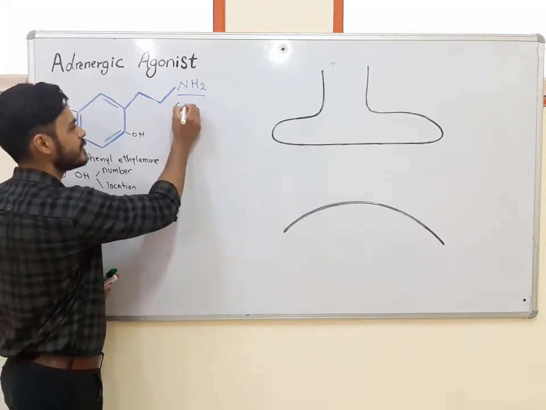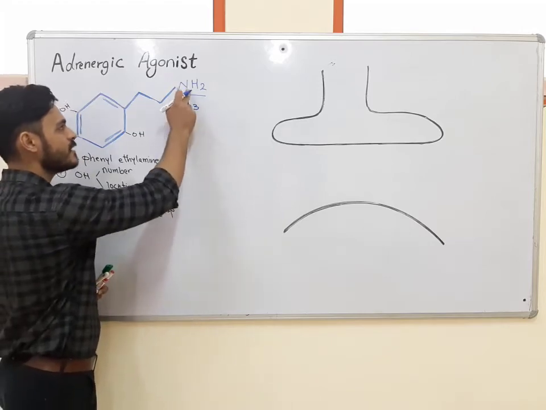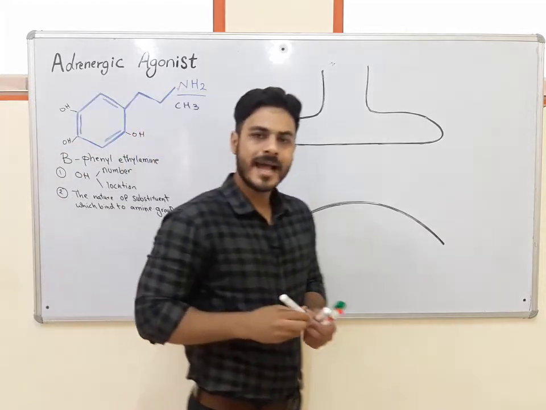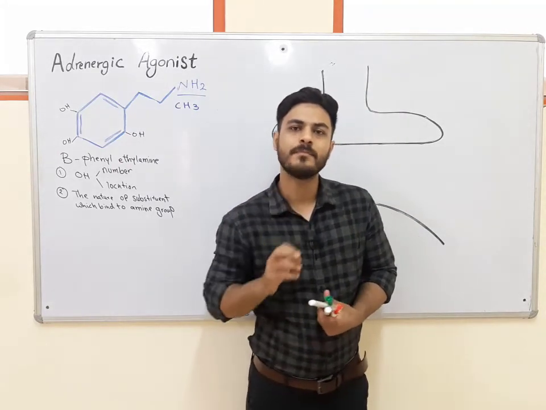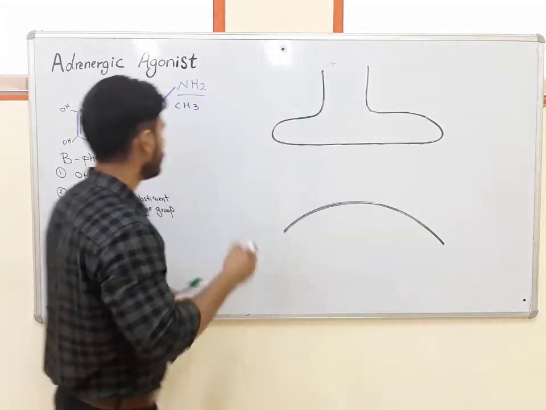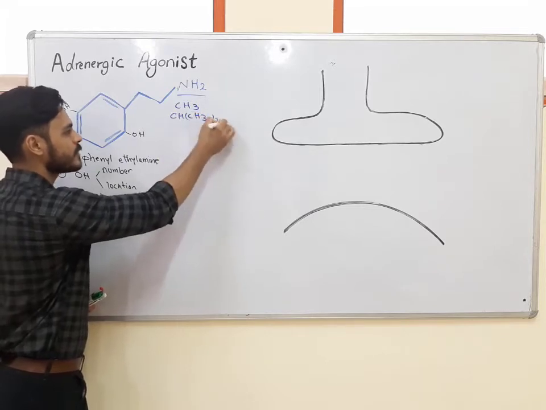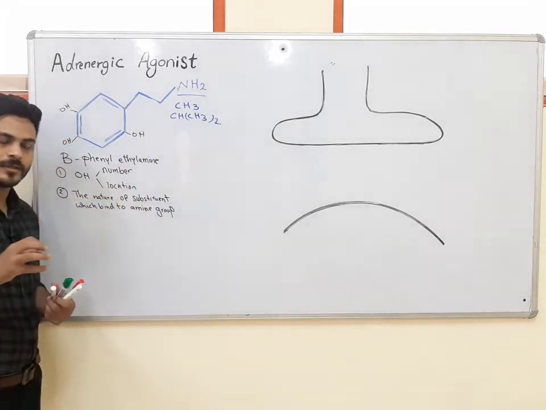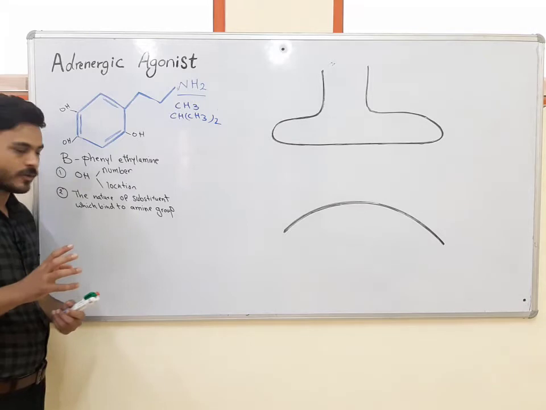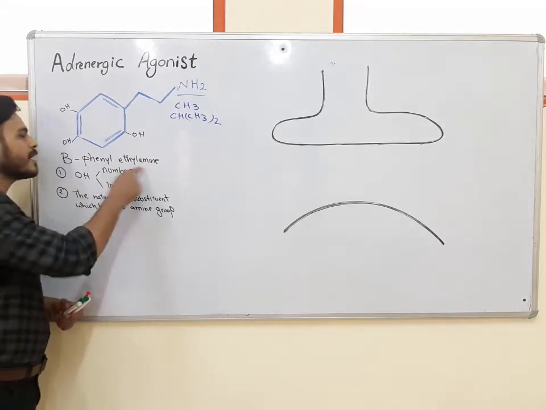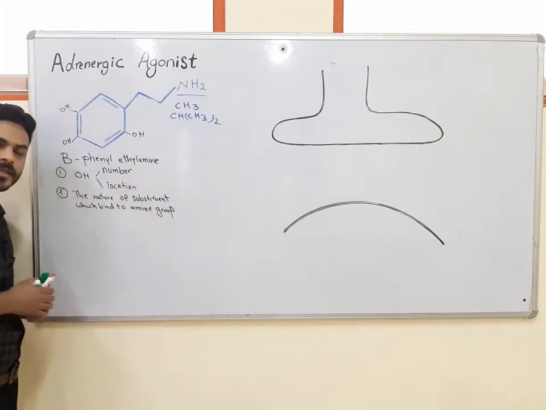Now, imagine that if the substituent binding to the amine group is CH3, that chemical structure or drug will be more potent at the beta receptor. But if the substituent is CH3 two times, it shows more effect on the beta receptor, but little effect on the alpha receptor. Now you can see what is common between adrenergic agonists and what is different.